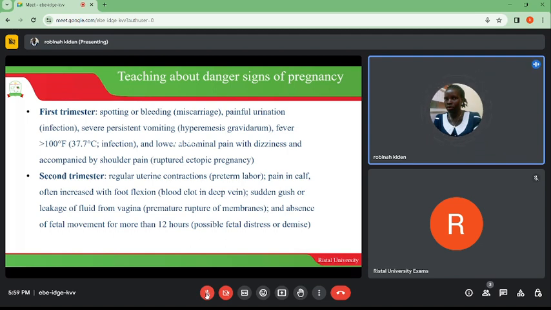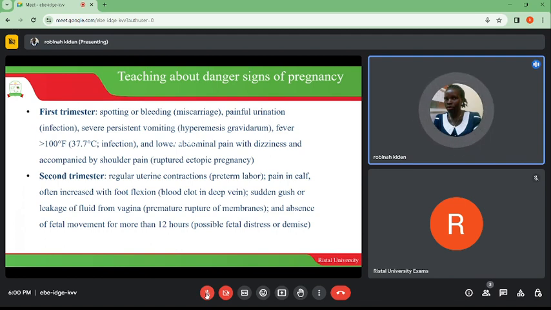And lower abdominal pain with dizziness, and accompanied by shoulder pain, can be indicative of ruptured ectopic pregnancy. Then in the second trimester, we have things like irregular uterine contractions. These can indicate preterm labor.